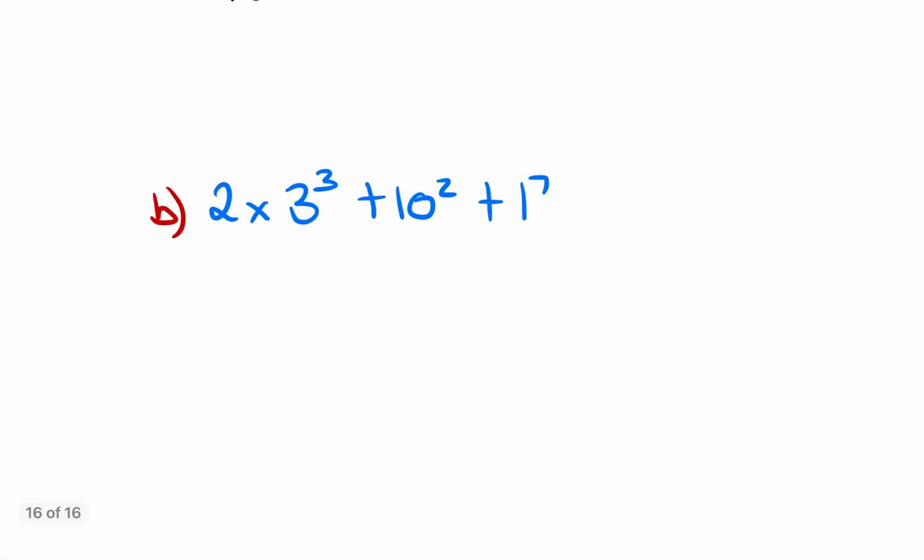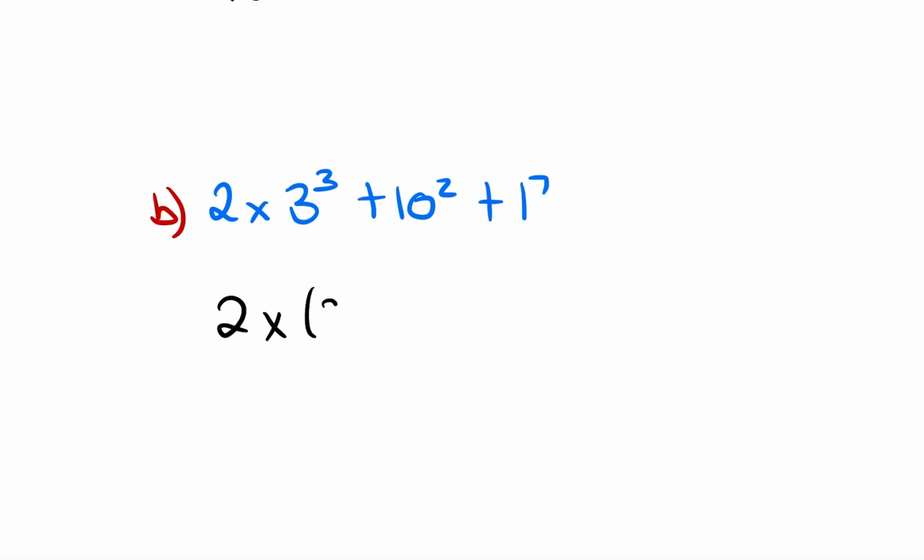Now this one is a bit bigger. So we've got 2 times 3 to the power of 3 plus 10 squared plus 1 to the power of 7. So what we need to do is start by dealing with any of our powers. We need to deal with the powers in these 3 parts first before we can do anything else in this equation. So we're going to have 2 times. We're not dealing with that yet. There's no powers involved in it.